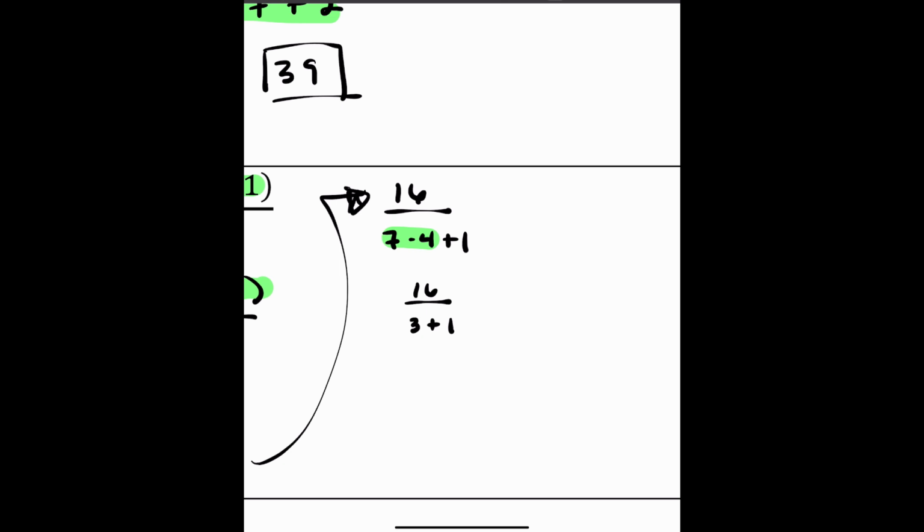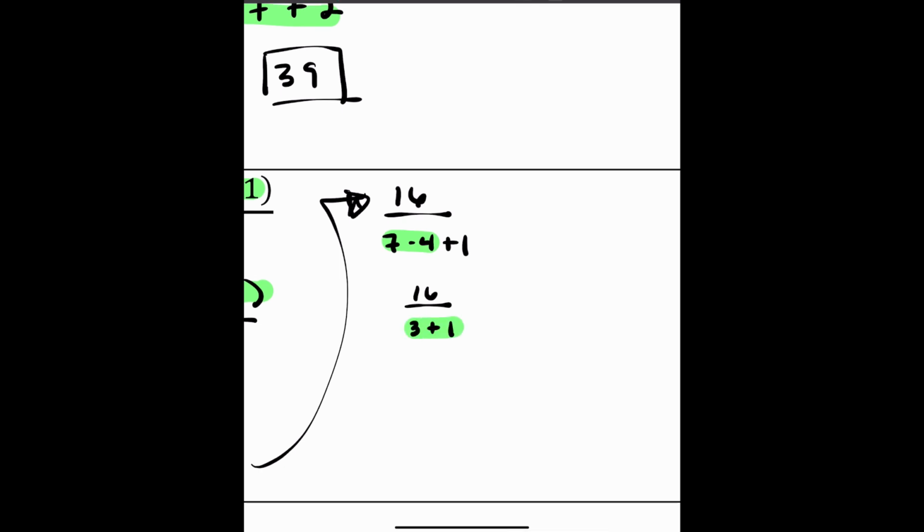And then we can go ahead and simplify this. So it's addition, so 3 plus 1 is 4. So we have 16 all over 4. But y'all, we know that 16 divided by 4, 16 over 4, is 4. Because 4 goes into 16 4 times.